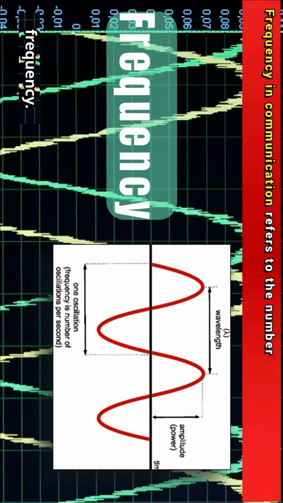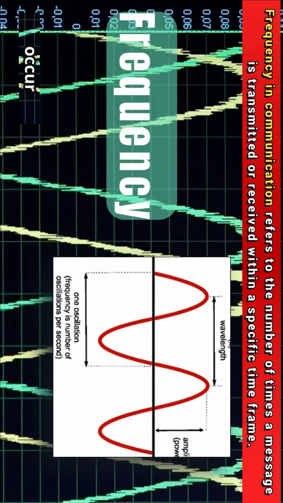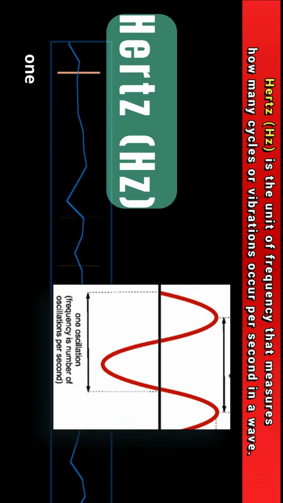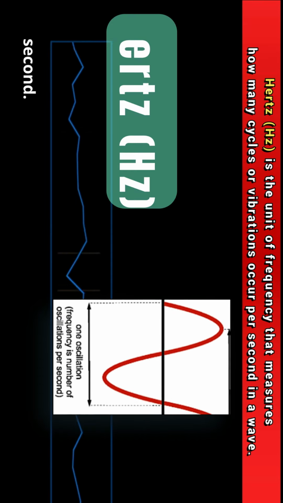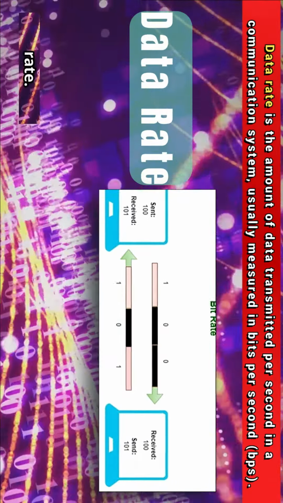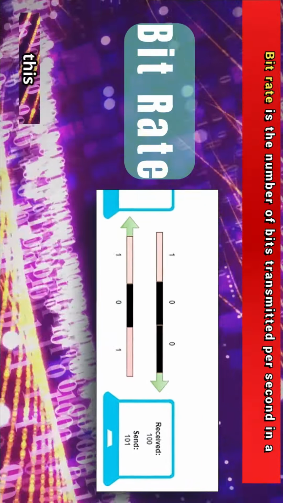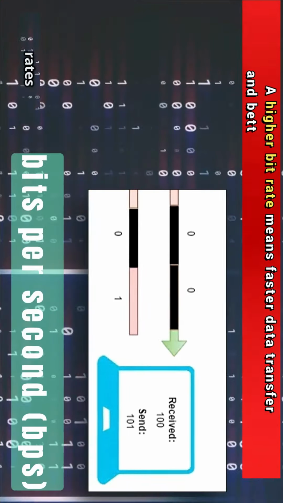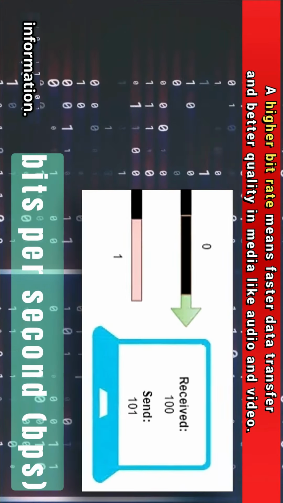First, frequency. This is the number of wave cycles that occur in 1 second, measured in hertz. For example, a frequency of 1 hertz means 1 wave cycle per second. Next, data rate, also known as bit rate. This is the amount of data transmitted per second, measured in bits per second. Higher data rates mean faster transmission of information.